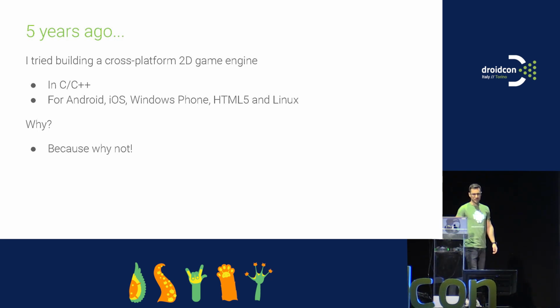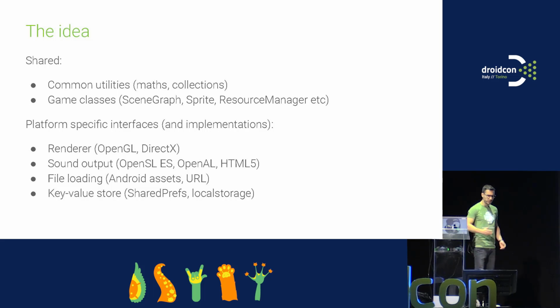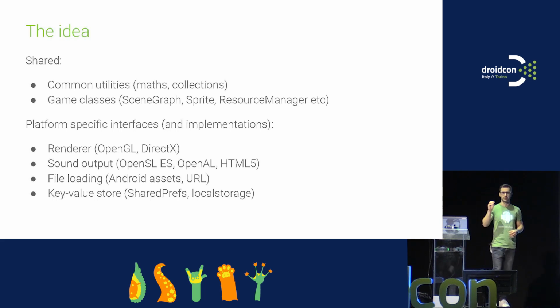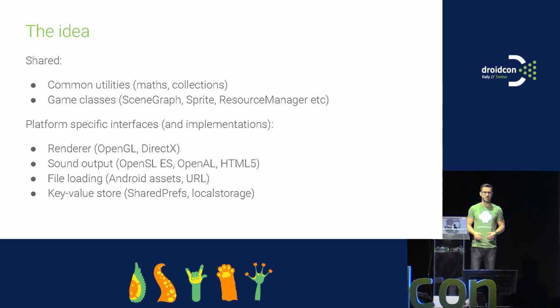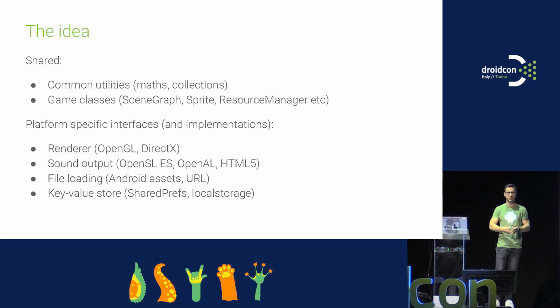So I went with that. I had a few friends helping me. The way I thought about this was, a game engine consists of some common utilities that you always use, like math operations, collections that you will use to hold your objects, and then the actual classes that you will use to build your game. So building a scene graph, so what happens on your screen, some sprites to show your player, your enemies, some backgrounds. Then you probably need some kind of resource manager to load your textures and be able to use them on the screen. So this is all shared. This is what you use when you actually want to build the game.